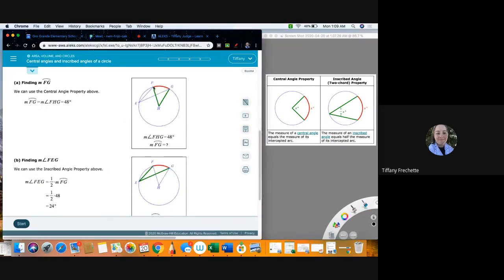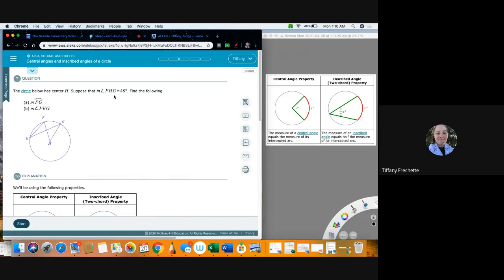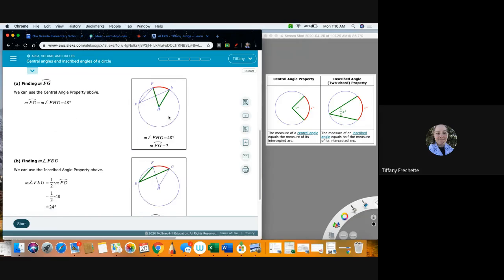So if you look at this first one, it wants us to find arc FG. So this arc FG here. And we were given up top that angle FHG equals 48. So FHG, that's a central angle. So they actually show you a little bit nicer popped out here because it is. And I'll use some colors on the next page too because it's a little easier to see that way. So if this central angle is 48 degrees, then remember if it's a central angle, the arc is the same. So the arc is also 48 degrees.